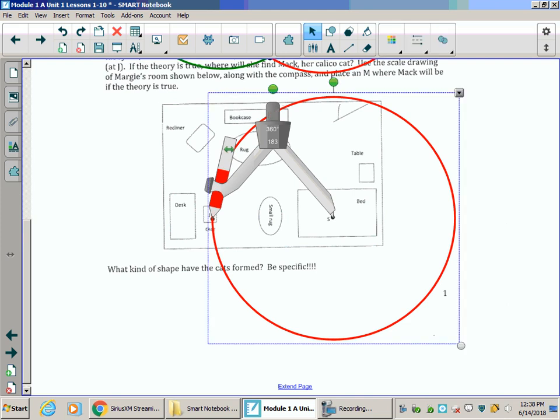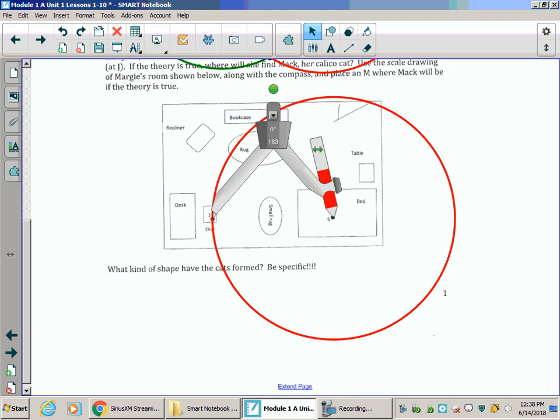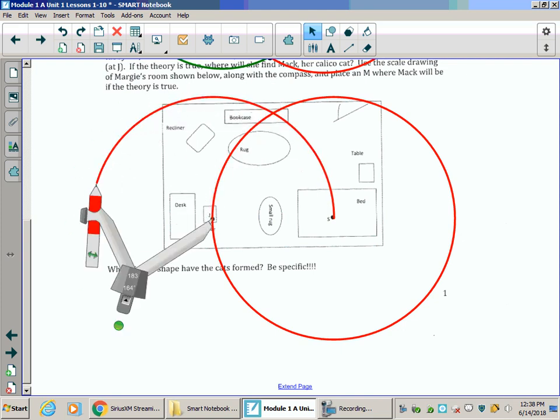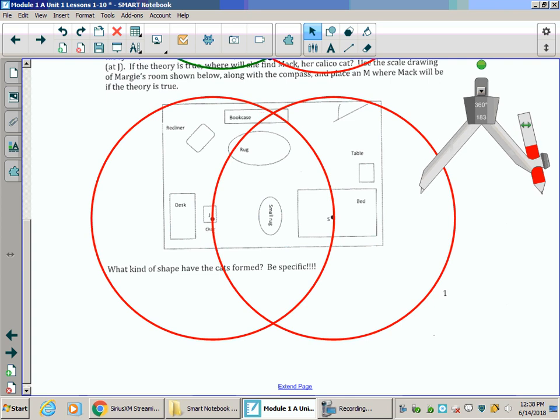If we do the same thing from the other point, kind of flip the compass around, draw another circle with the same radius, we get 2 possible points again where that third cat could go. But in this question, only one of those points is actually inside the room. So the only point that actually makes sense is the one that's on the bookcase there.